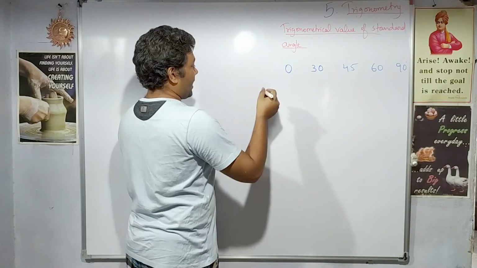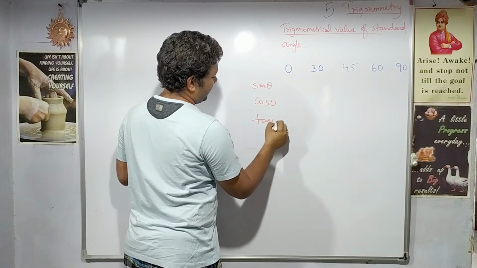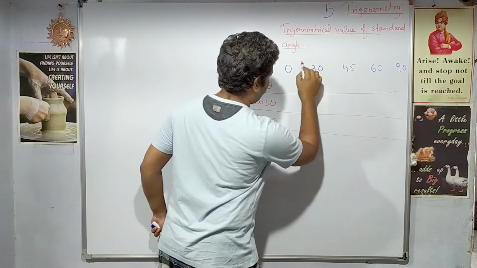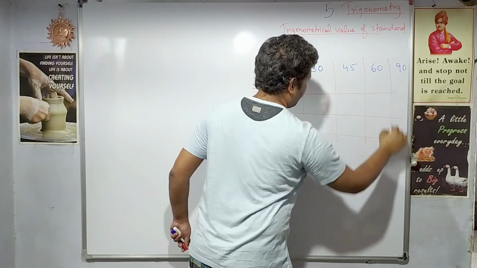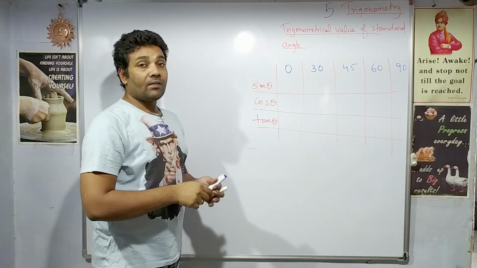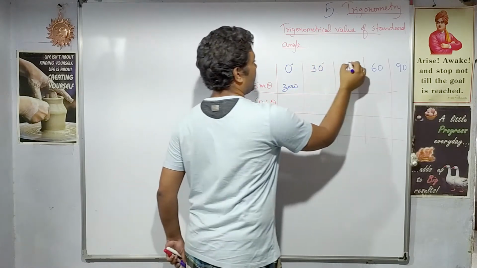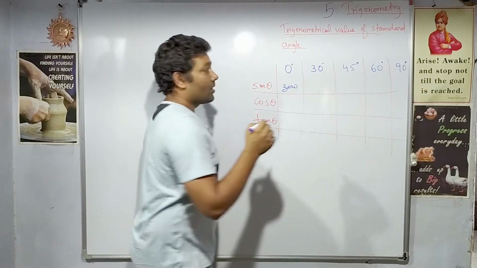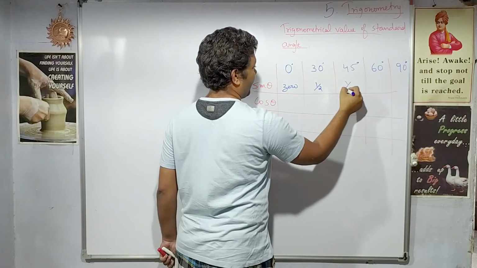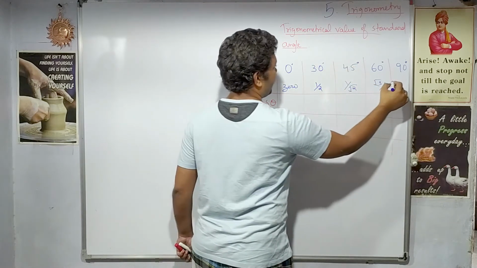So sine theta, then cos theta, and then tan theta. Sine 0. What is the value of sine 0? It is 0. Sine 0 degree, 30 degree, 45 degree, 60 degree. Sine 0 is 0. Sine 30, 1 by 2. Sine 45, 1 by root 2. Sine 60, root 3 by 2. Sine 90, 1.